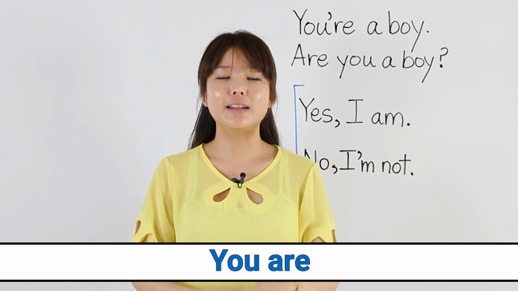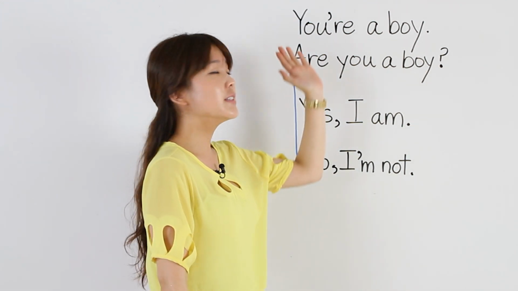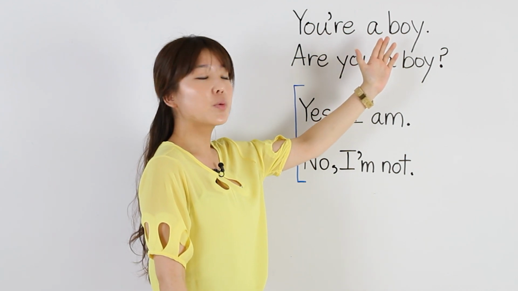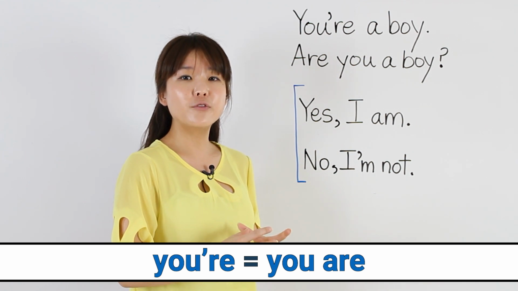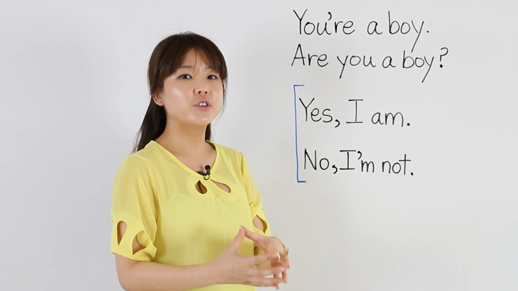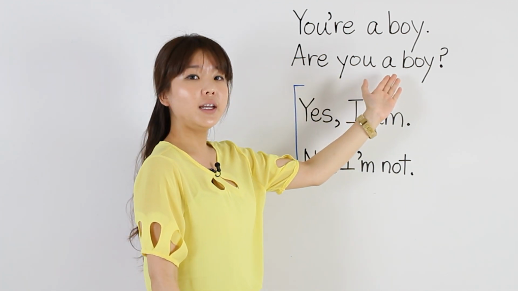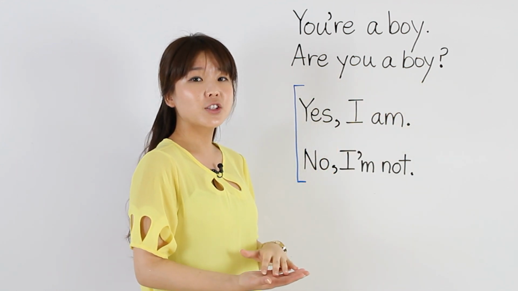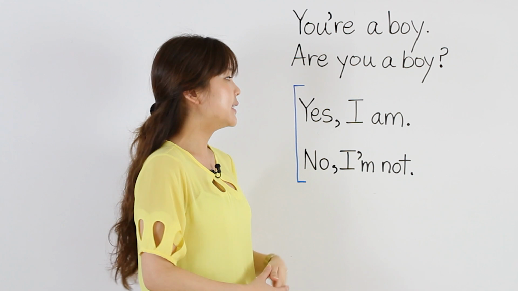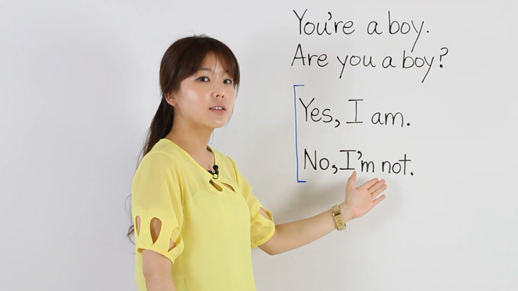Now we're going to move on to you are and put that in a question. Okay, on the board, the sentence says, you're a boy. Remember, you're is a contraction for you are. The be verb is are. So we have to put that in the front of the question. Are you a boy? Are you a boy? Okay, when we answer, it's very simple. We can say, yes, I am, or no, I'm not.